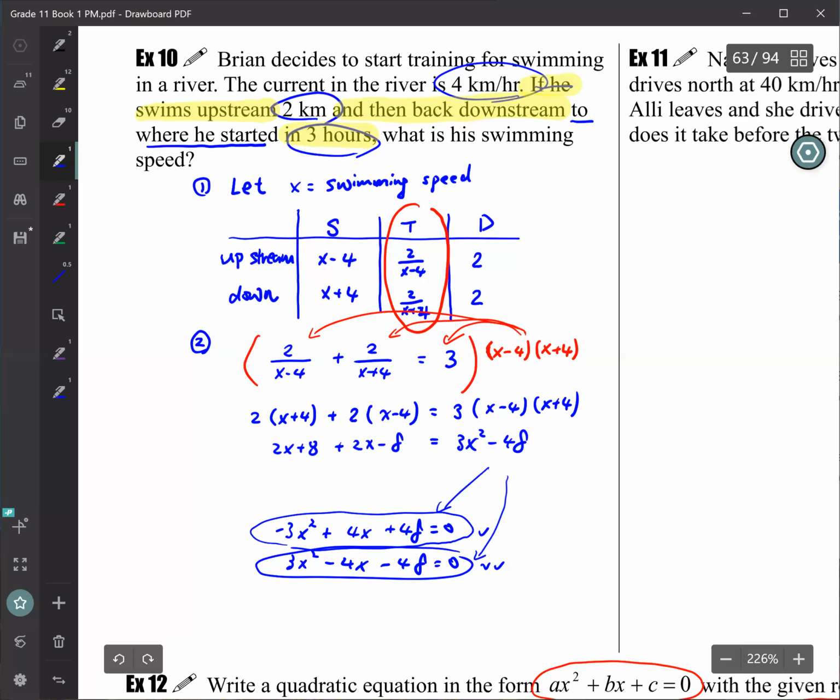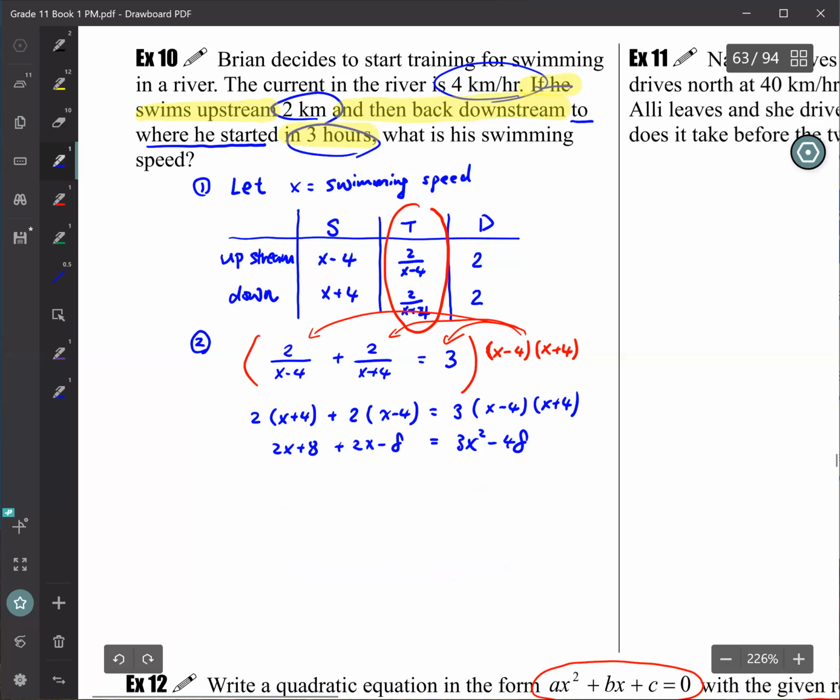I'm gonna use the one that's moving everything to the right, so I have no negative at the front. But they are the same. Either way will give you the same answer at the end. So I move everything to the right, but then I put the answer on the left. And then plug into formula.